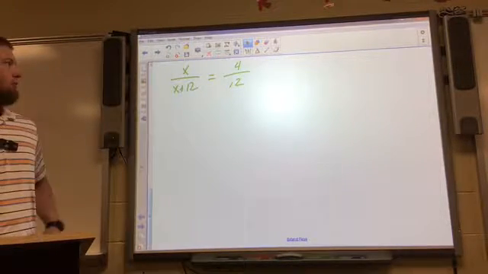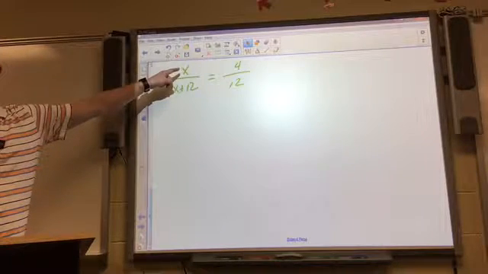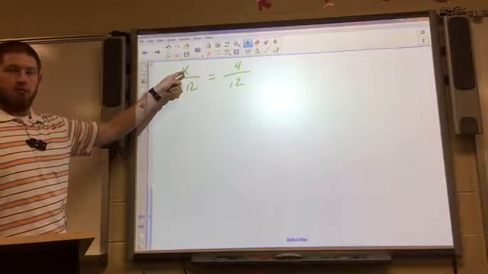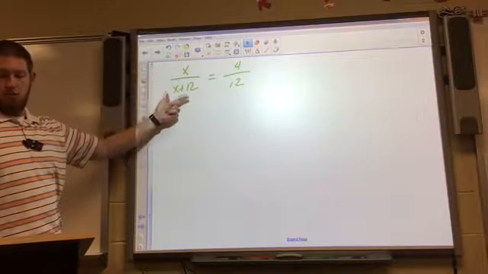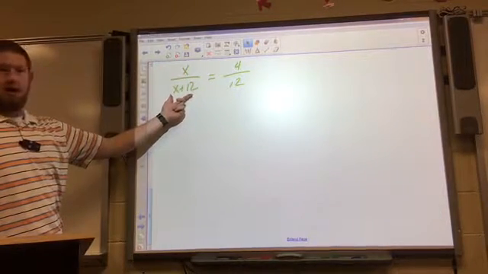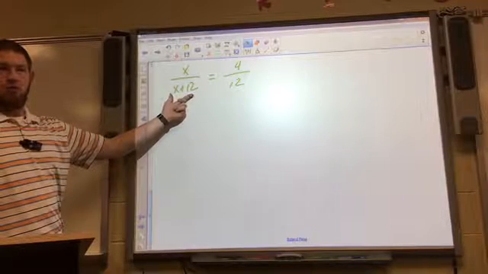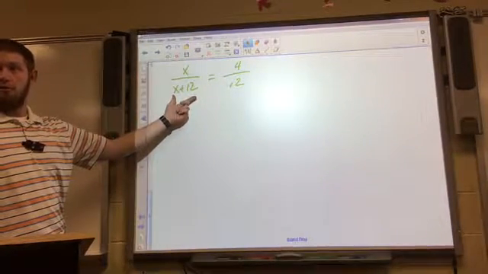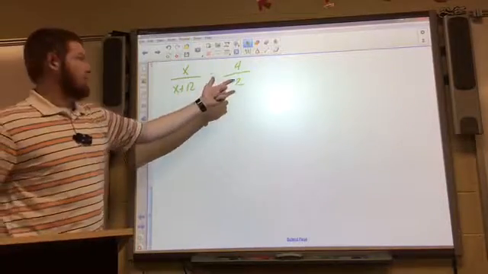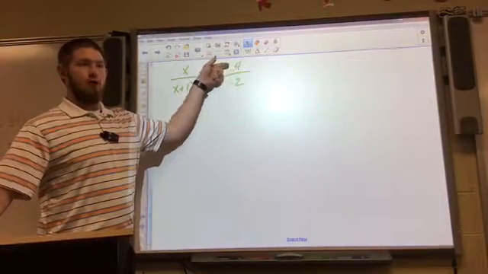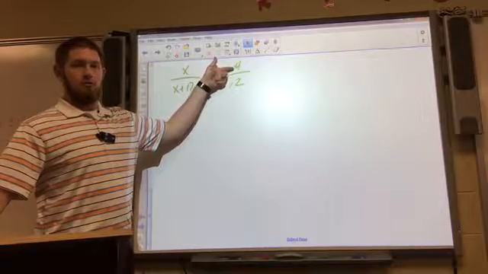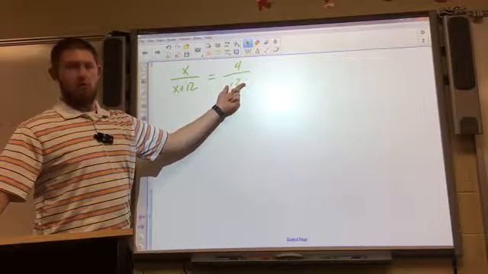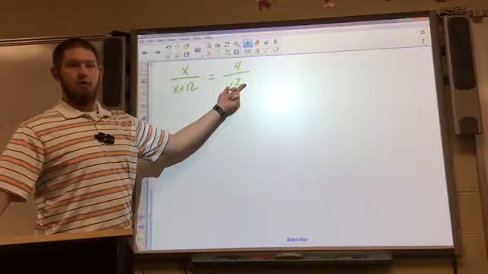Yeah, it would. The x comes from CE, right? Which is the whole right side of my small triangle. The x plus 12 comes from CA, which is also the whole right side of my big triangle. Everybody with me so far? The 4 comes from the whole left side of my small triangle. And then the 12 is the 4 plus 8, which is the whole left side of my big triangle, right?